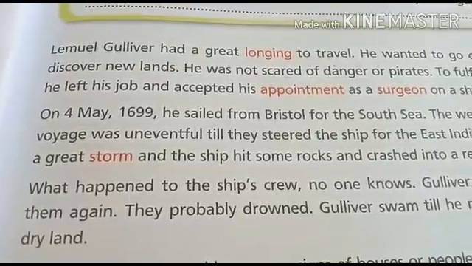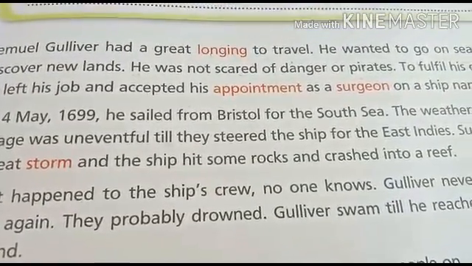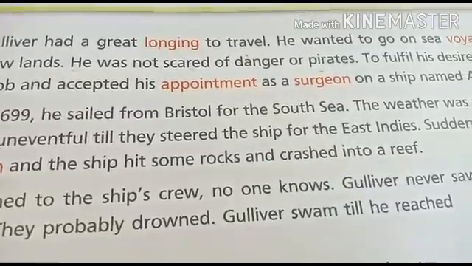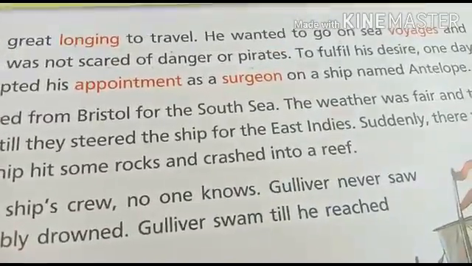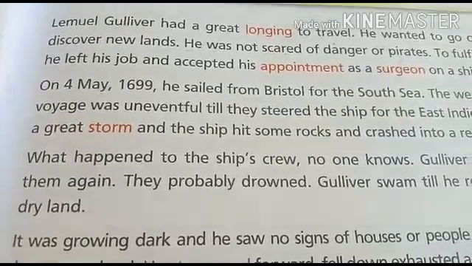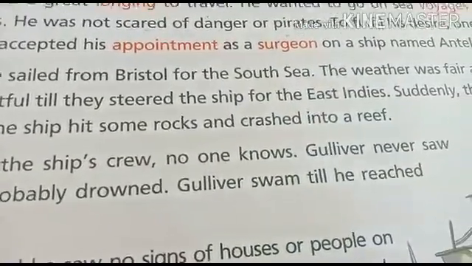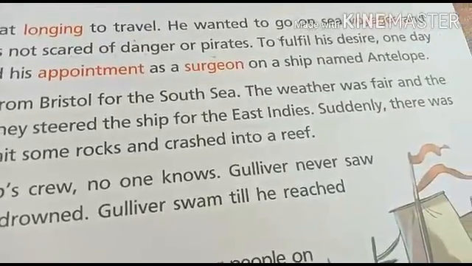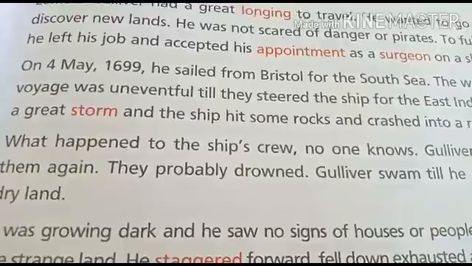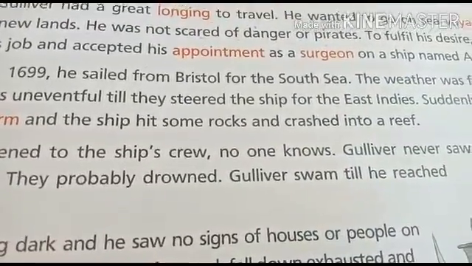On 4 May 1699, he sailed from Bristol for the South Sea. The weather was fair and the voyage was uneventful till they steered the ship for the East Indies. Suddenly, there was a great storm, and the ship hit some rocks and crashed into a reef.